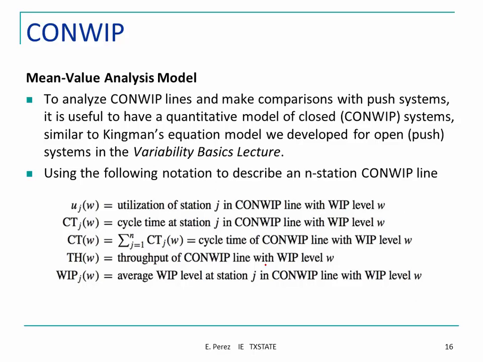TH(w) is the throughput of the CONWIP line with the WIP level w. And then WIP_j(w) is the average WIP level at a particular station when you're trying to keep your level at a particular WIP number. Okay, so those are the five components or notation for this mean value analysis model.